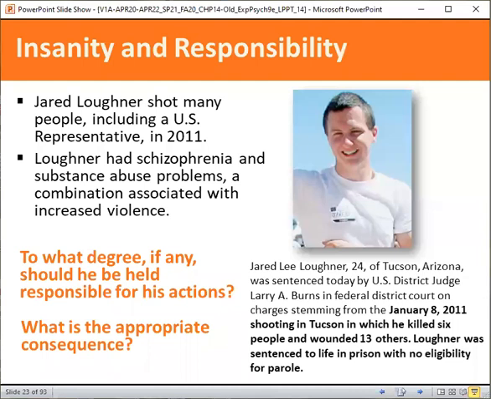Because technically, if you believe in the DID diagnosis, that person, the original host of the body, the one who was born with that body, did not commit that crime. One of his alternate personalities did. So what do you do? Okay, so we'll talk more about that a little bit later.